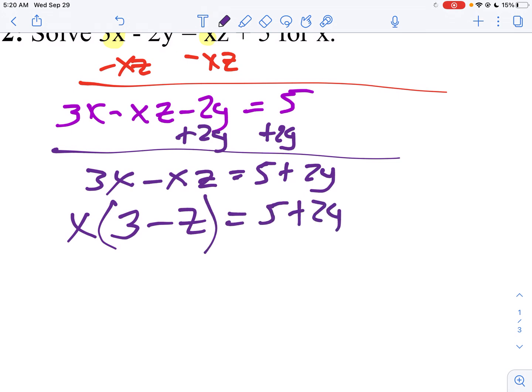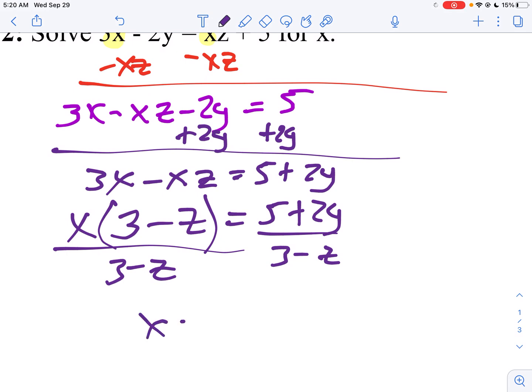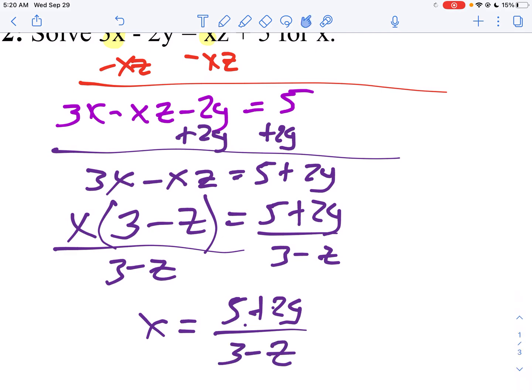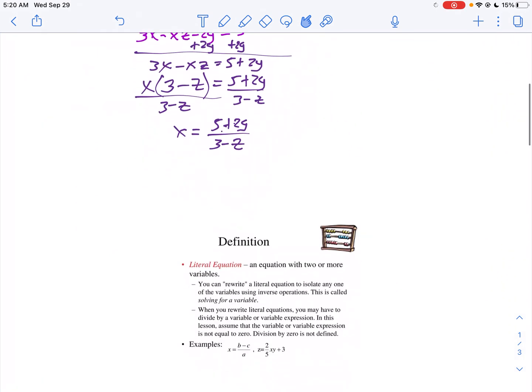Now I want to get x by itself. I'm multiplying the parentheses times x. So the opposite of multiplying, I'm going to divide both sides by the parentheses. So then x equals 5 plus 2y all over 3 minus z. And we're done with that problem. Okay, here's an example of a literal equation I talked about before. It just means you're solving for the variable, solving for a letter.